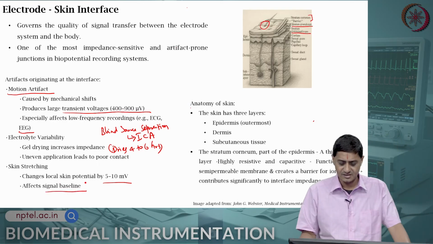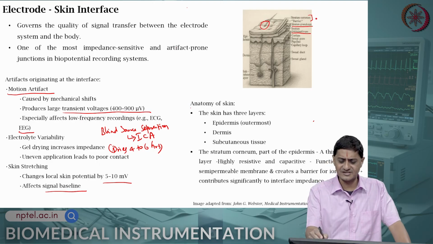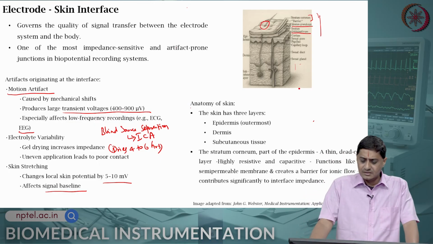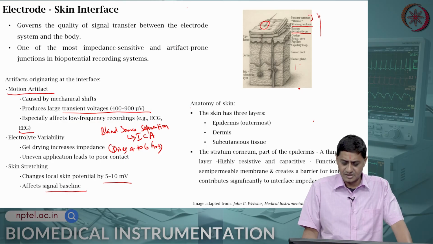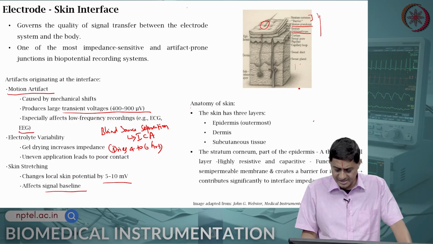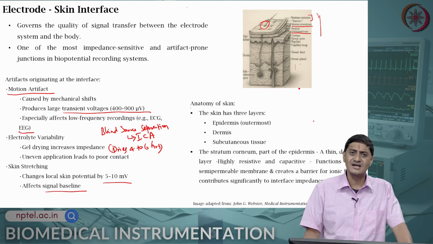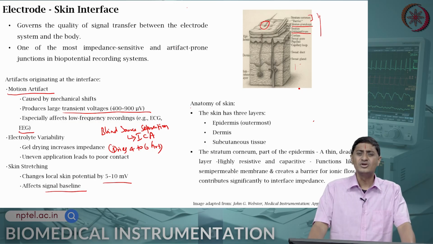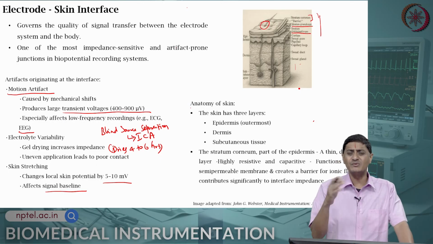Fundamental difference. Essentially the skin has 3 layers: epidermis, and then dermis, and then there is the subcutaneous tissue. The epidermis itself is composed of 3 parts that we mentioned: stratum corneum, stratum granulosum, and the stratum germinativum. Essentially the corneum is the dead cells which is highly resistive and capacitive, it has high impedance. It essentially functions like a semi-permeable membrane and creates a huge barrier for ionic flow and contributes in a very big way to interface impedance.